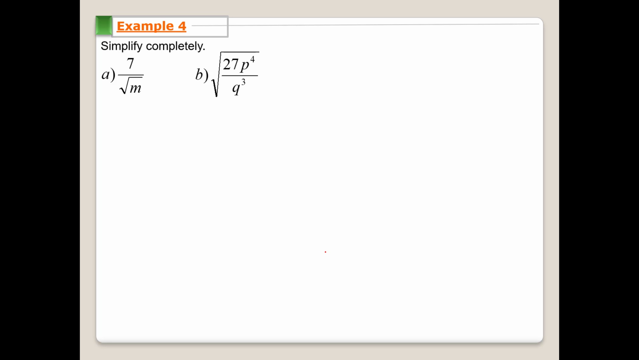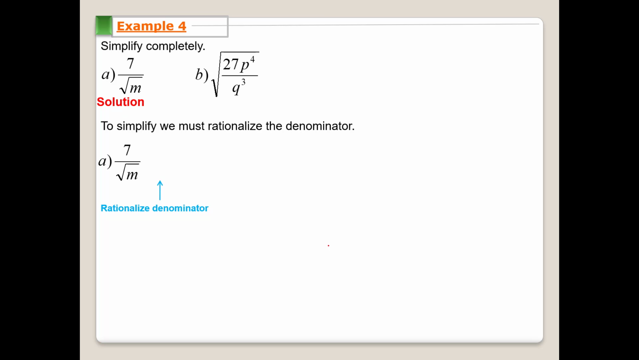All right, simplifying completely with these. So on A, we got 7 over square root of m. Well, just because of a variable in there doesn't mean it's going to change anything. It's just like a number, but we need to get that radical off of the denominator. So to do that, we're going to rationalize the denominator. So what we're going to do, multiply by 1, right? We're going to multiply by square root of m over square root of m. So that is like multiplying times the value of 1. Anything over itself is 1.